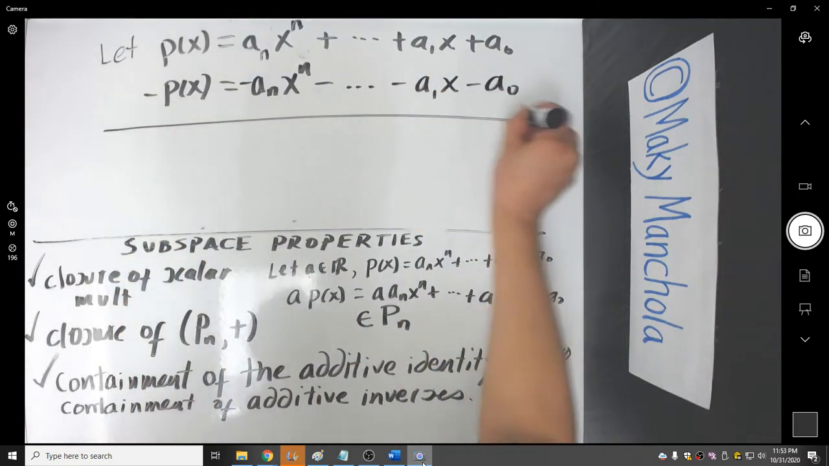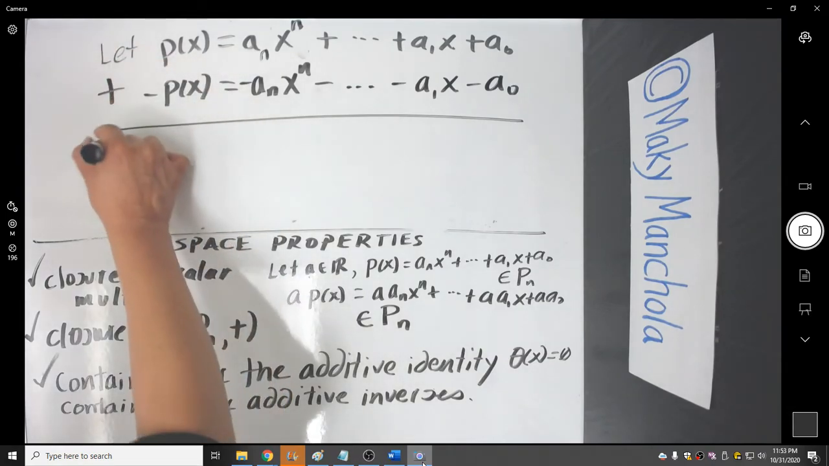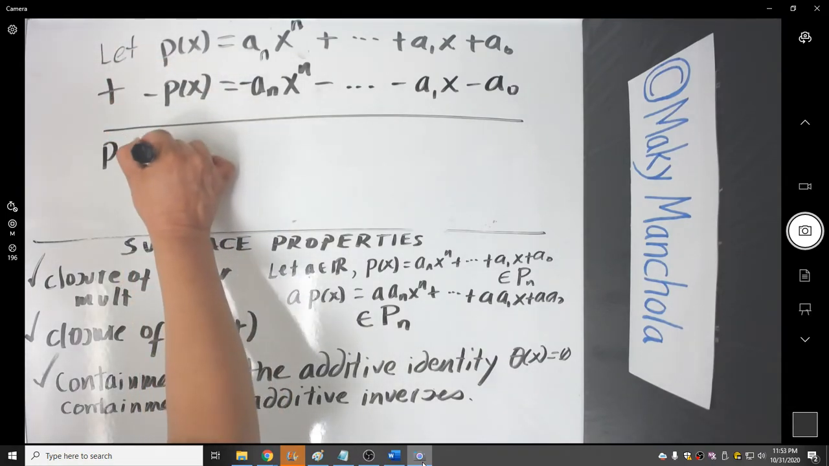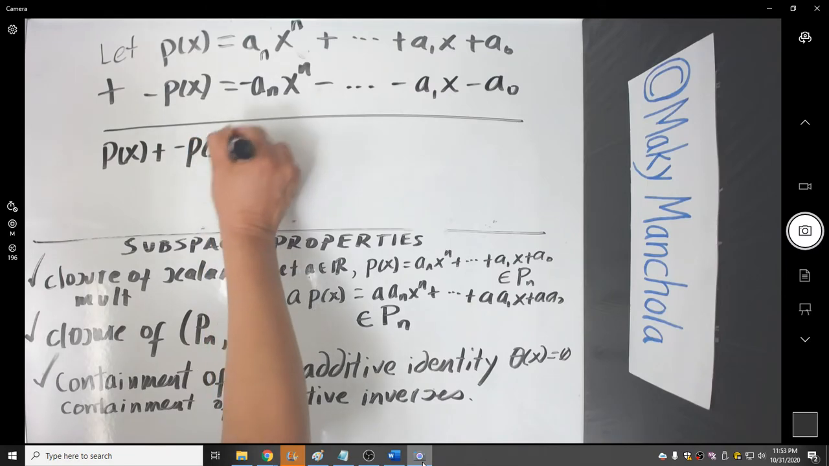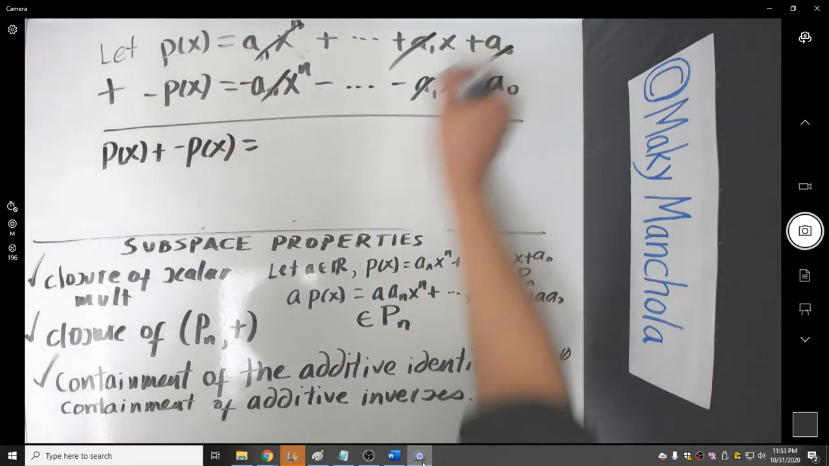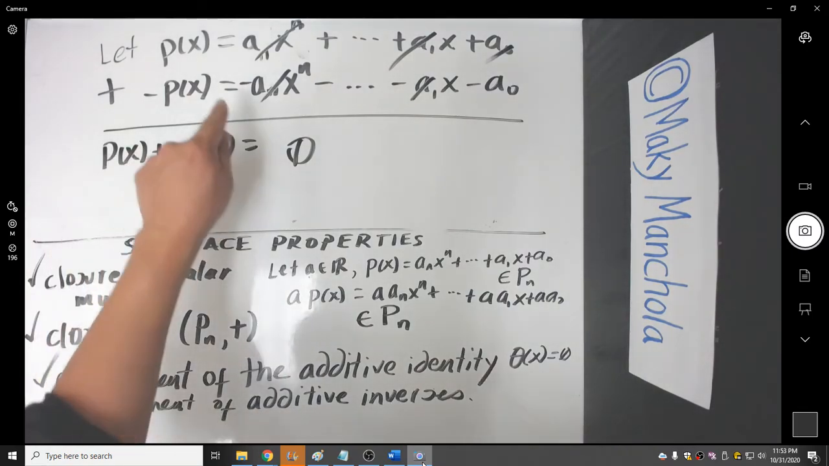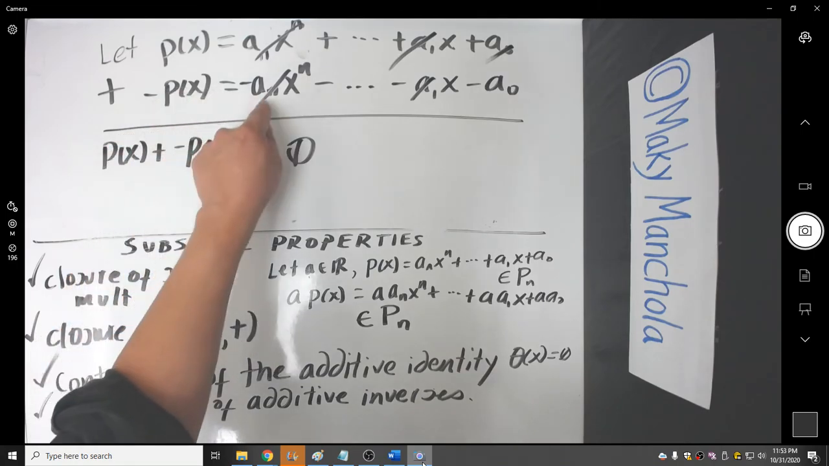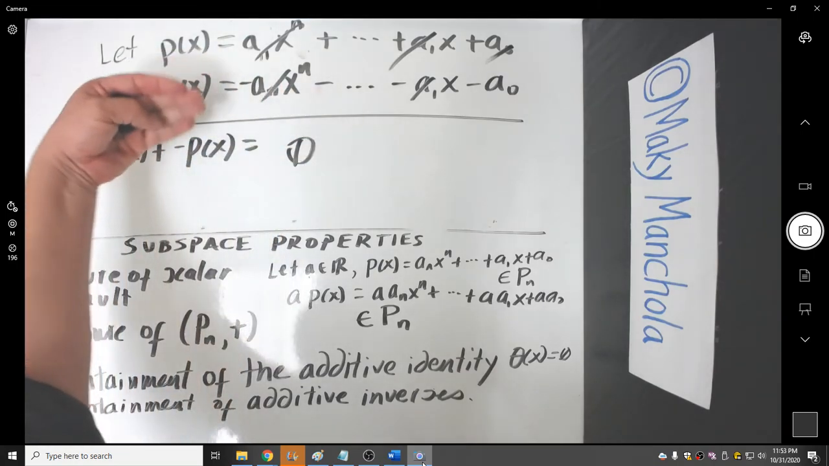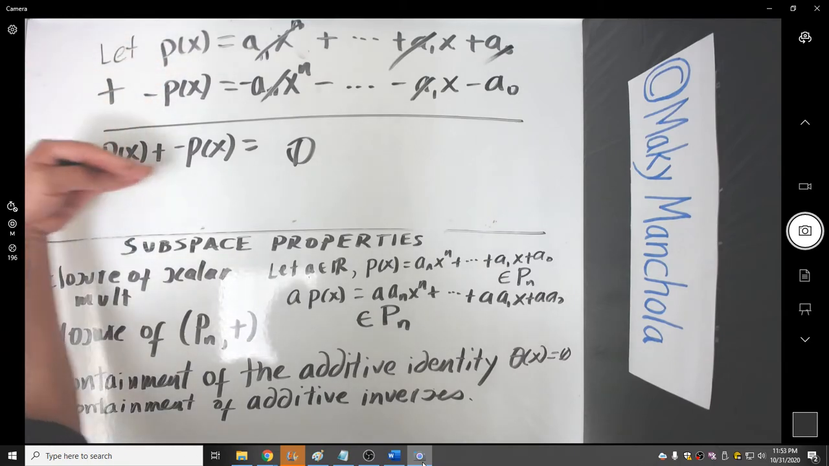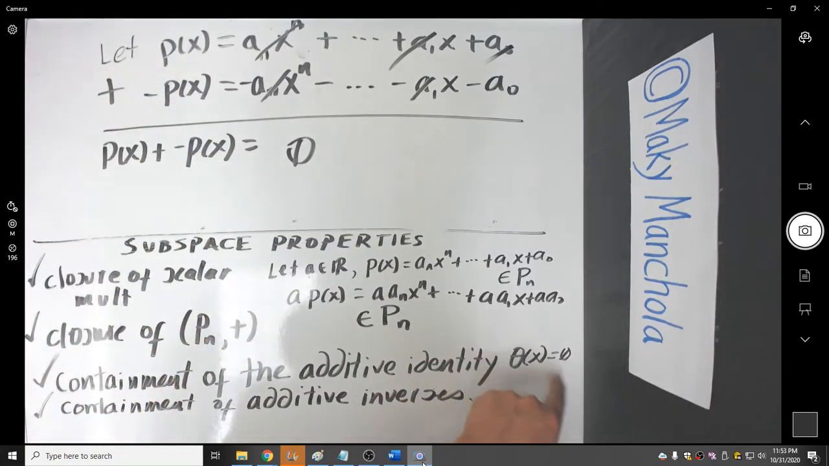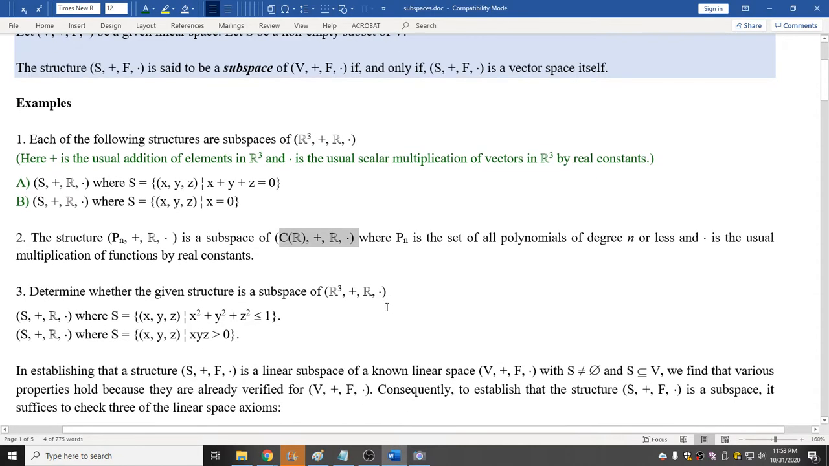Now observe that if you add this together, P of x plus negative P of x, everything cancels. So you get 0, so confirmed. How do I know I've confirmed? I created another polynomial that's also of degree n or less, that when you add it to the original polynomial, you get the additive identity. Okay, there are more examples we have to look at.